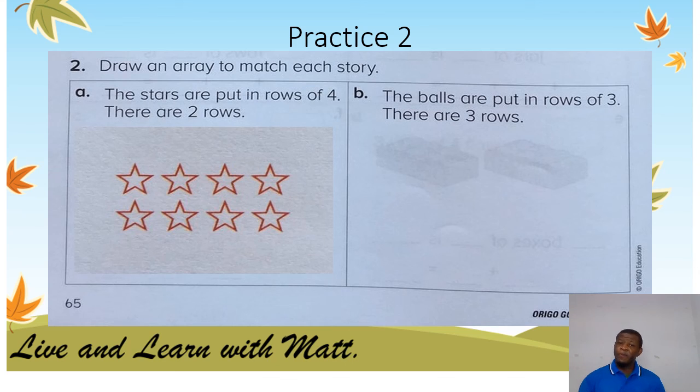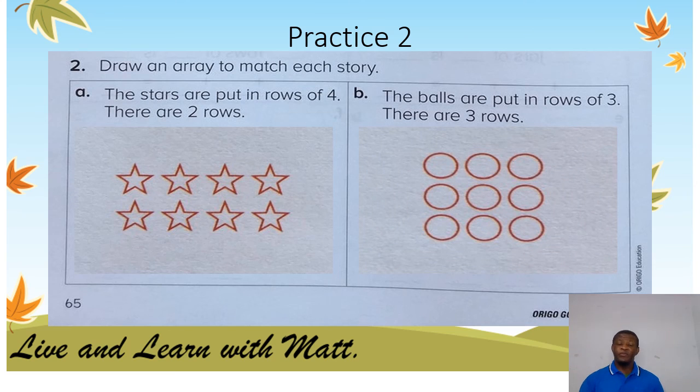And part B, the balls are put in rows of 3. There are 3 rows. So therefore, we have 3 rows of 3 balls. There you have it, folks. You can pause the video so you can do the correction now.